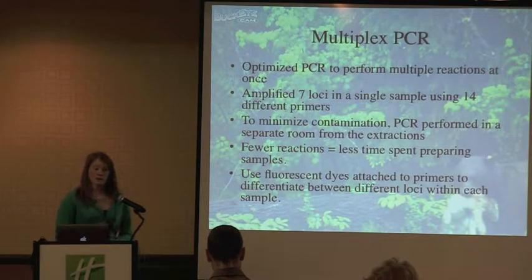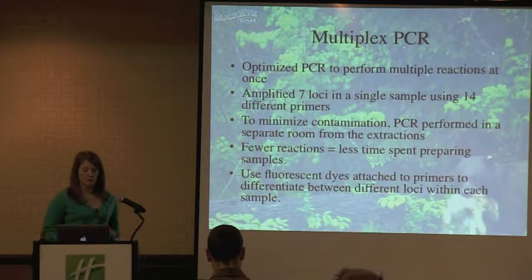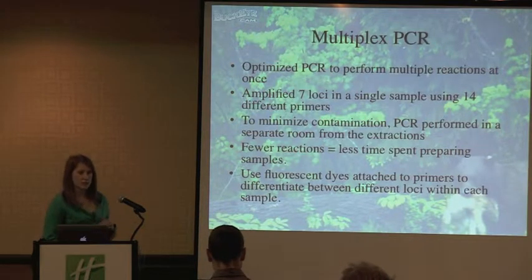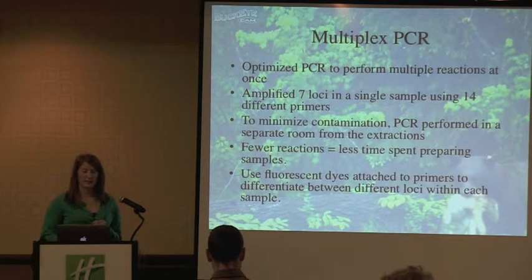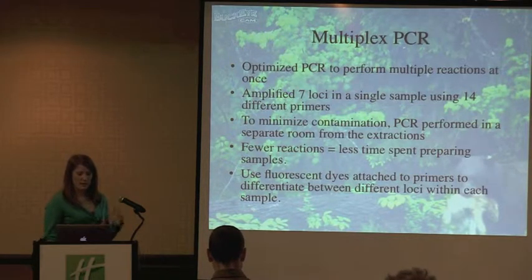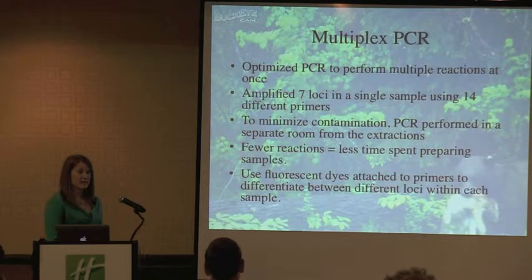And so then we optimize PCR to perform multiple reactions at once, and this is called multiplex PCR. We use this technique to amplify 7 different loci in a single sample using 14 different primers. Fewer reactions reduces the time spent preparing samples and, of course, the cost of reagents. And then we use fluorescent dyes attached to the primers to differentiate between the different loci within each sample.